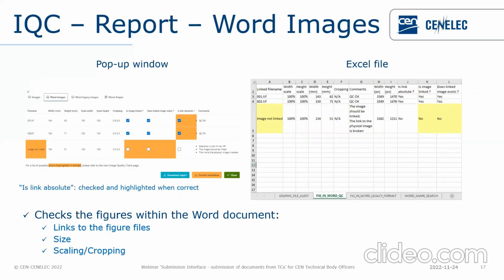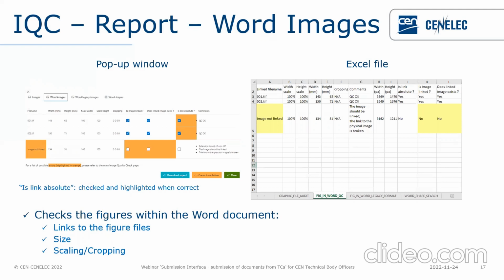I forgot to mention that everything that will be a problem will be highlighted in orange yellow. As you can see here, we are on the second tab now, and on the third line, we do have orange, image not linked. We have check marks that are missing. The only exception is the column is link absolute. It remains orange and is checked. That means that the images are correctly linked.